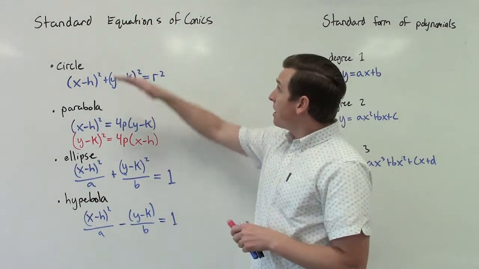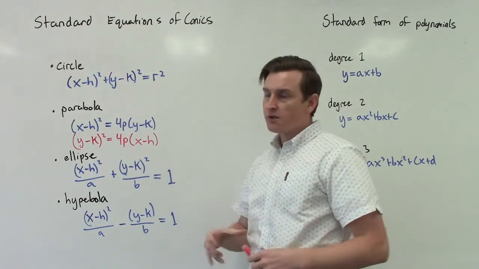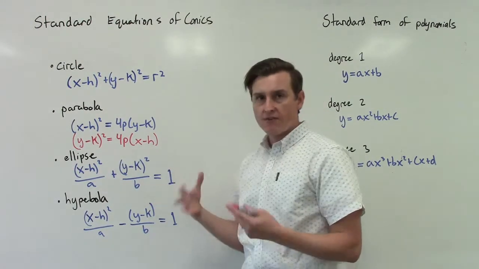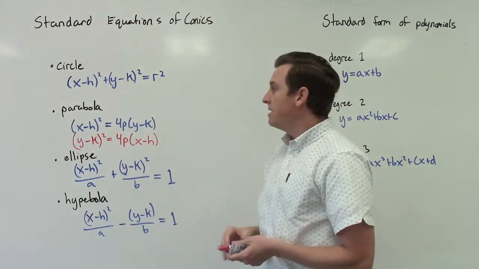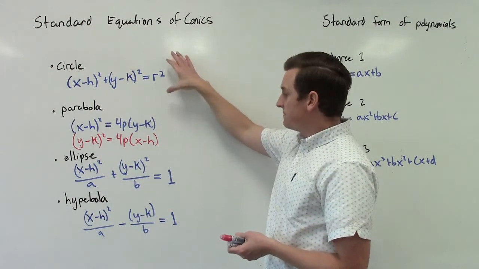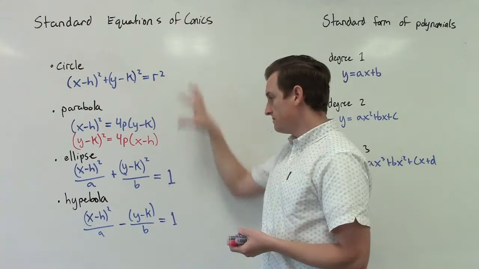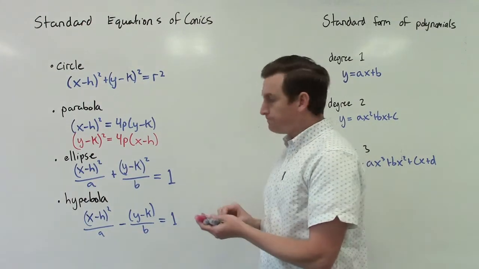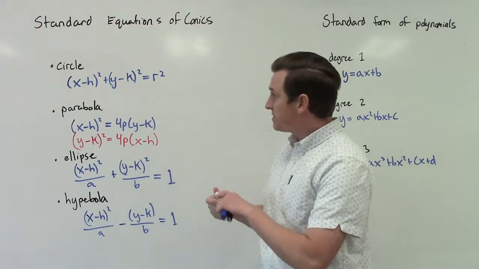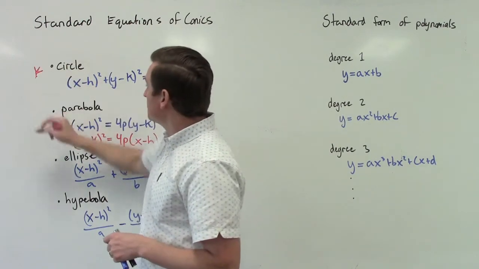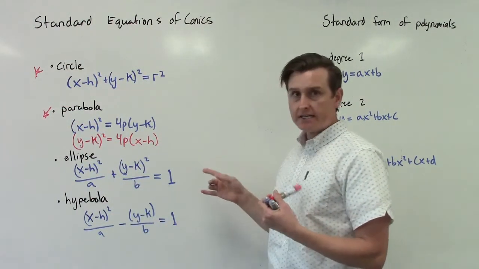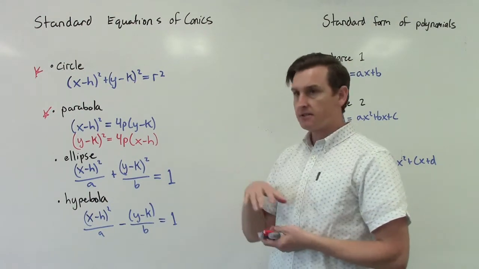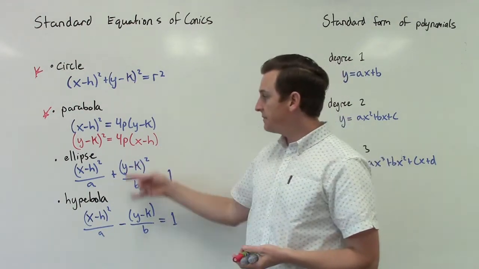Okay, so here are our four conic sections, or the four shapes that are in the family conic sections, right? The circle, the parabola, the ellipse, and the hyperbola. And these are the standard equations for those shapes. What we've done so far is we've talked about circles and we've talked about parabolas. Okay? There's two more in this family that you're going to learn again in another class. They're the ellipse and the hyperbola.